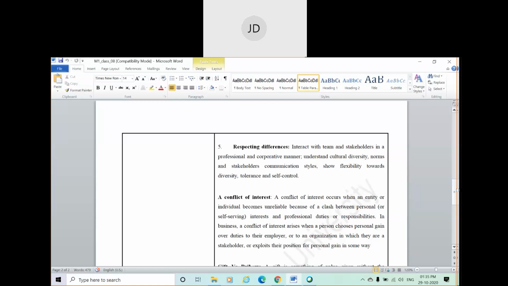In business, a conflict of interest arises when a person chooses personal gain over duties to their employer or to an organization in which they are stakeholders, or exploits their position for personal gain in some way. I think you already understand this term. How can a person exploit their position for personal gain? By taking a bribe, of course.